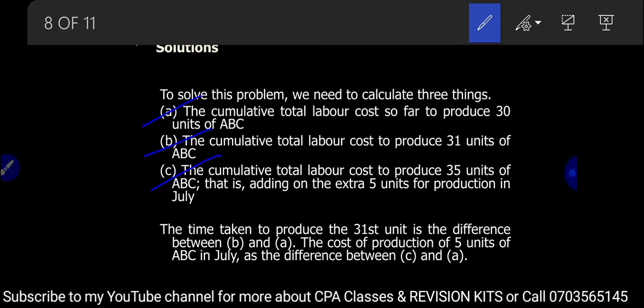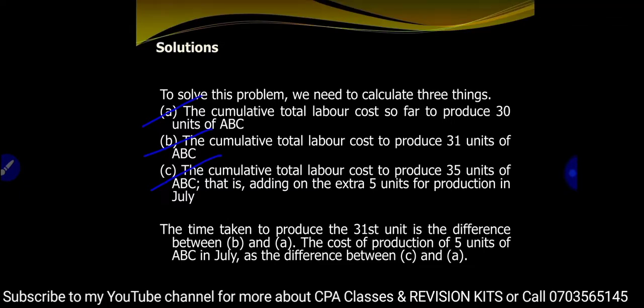Then part B, the total labor cost of July, we are going to come to that and see how to calculate it. But let us first look at part A of the question, that is calculating the total labor cost taken to produce that 31st unit, that extra 1 unit.